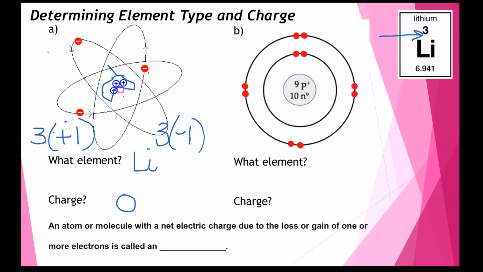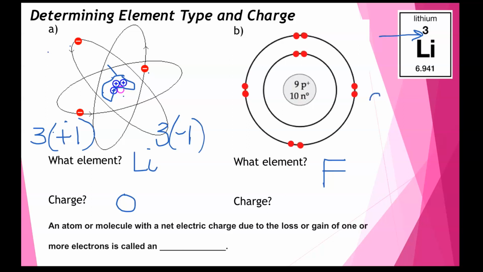But then looking at letter B, we have 9 protons. And we know that protons will tell us what type of element we have. If you pull out a periodic table now and go over to atomic number 9, you'll notice that atomic number 9 is fluorine with a capital F as its chemical symbol. So that gives us the type of element, and now we just need to figure out the charge.